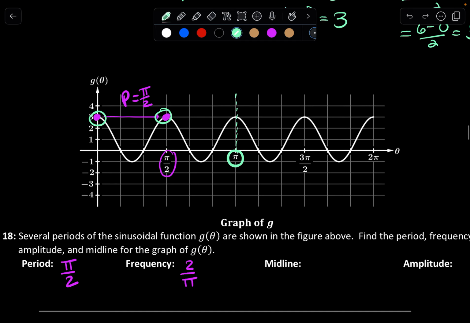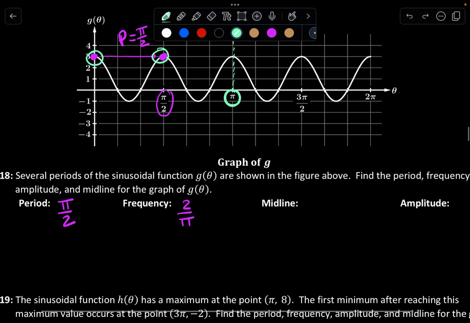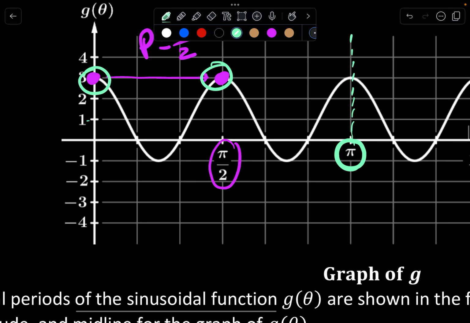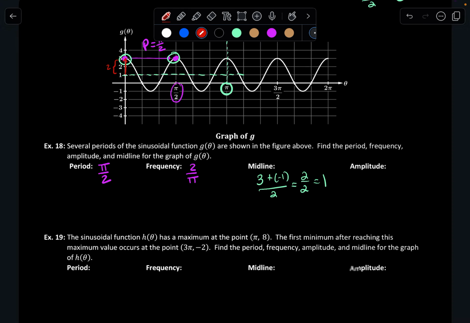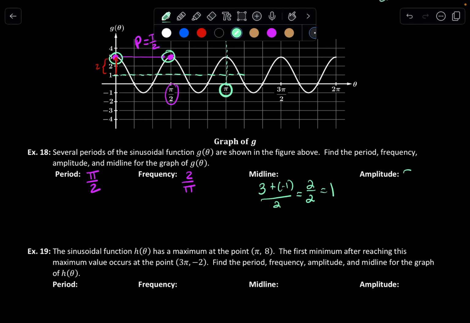The midline, we can go ahead and use the formula. So we have 3 plus -1, taking the sum of the max and min divided by 2. So we get 2 divided by 2, which is equal to 1. So my midline is going to be at +1. Again, you can also just use the graph for that. If I look at this graph from the midline to the maximum, I have a value of 2 units. So that will be my amplitude. So that means amplitude is going to be 2.